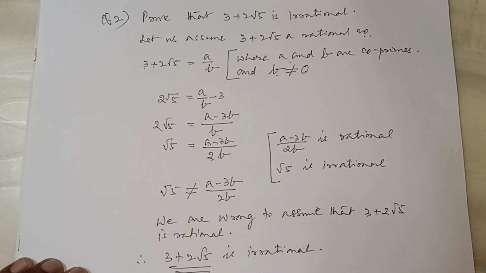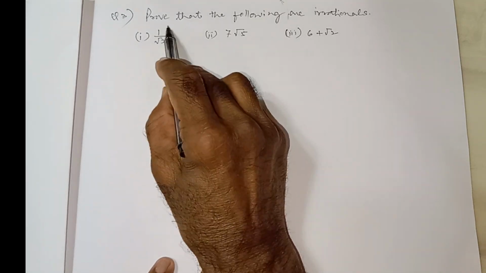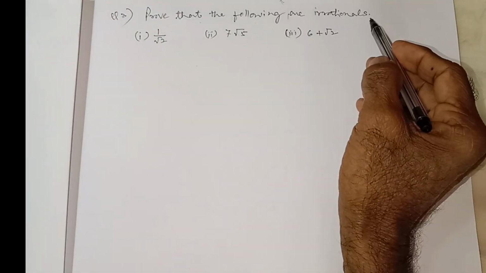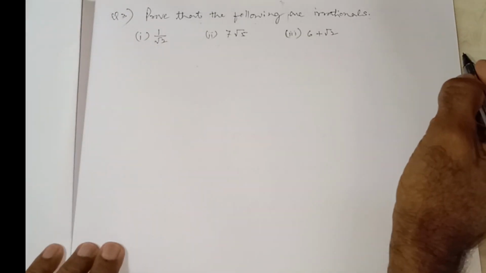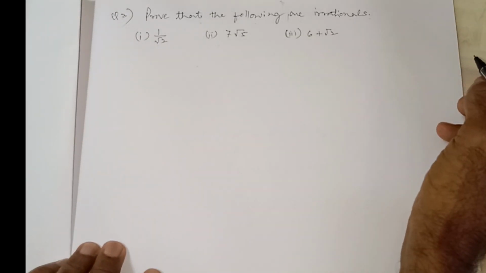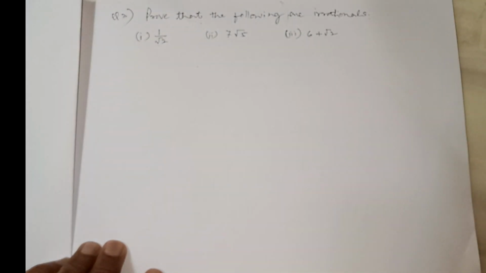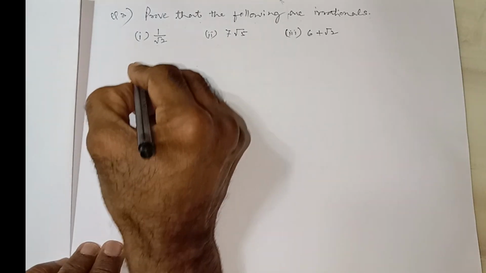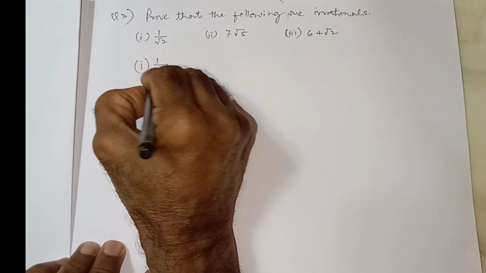This is our answer. Now moving on to the third question. This third question says, prove that the following are irrationals. There are 3 sub-questions. It is very easy now, as we have already done 2 questions and we started by assuming that the given numbers are rational numbers. Similarly, we start here also. The first question is 1 by root 2.